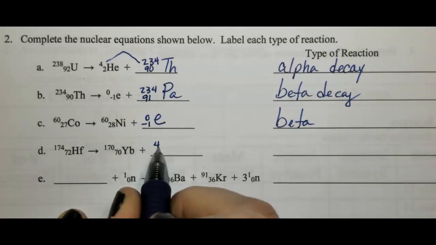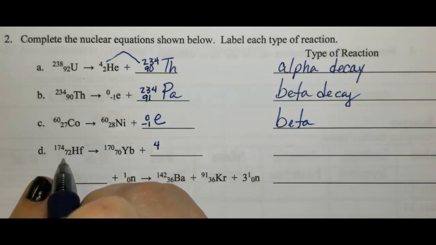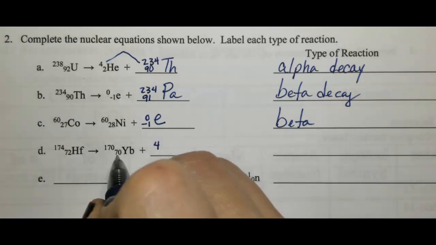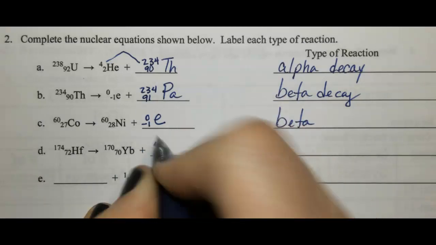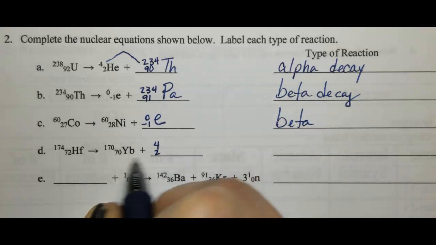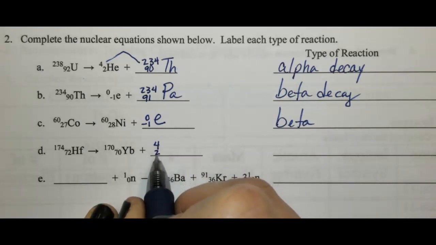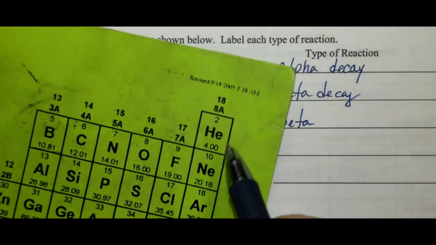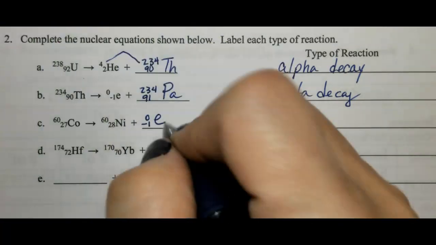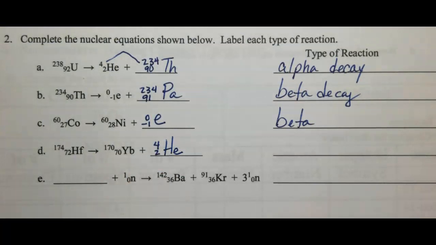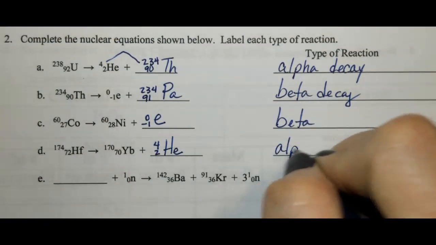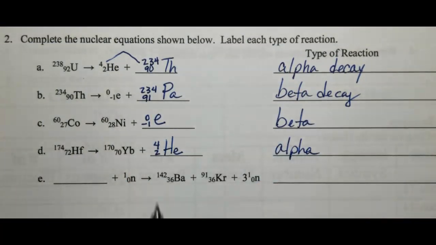Here we have 174 on the left side of the arrow, so 170 plus 4 is going to equal 174 on the right side. And then we have 72 on the left, so 70 plus 2 is going to equal this 72 on the right. And then a 4 over 2, if I look at the atomic number 2, that is helium, and so we're going to put He there, and this is an alpha particle, so it's an alpha decay.